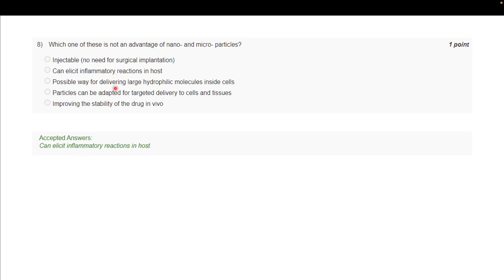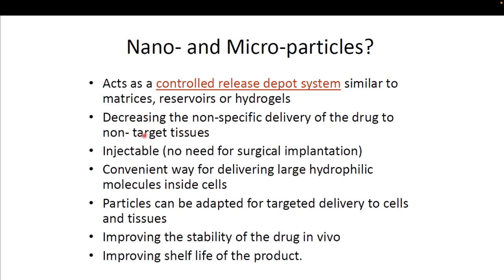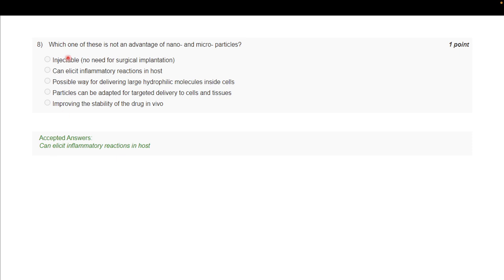So we'll look through the options one by one. First of all, nano and microparticles act as controlled release depot systems, which are similar to all the macro systems which we have discussed in previous lectures. These are injectable. There's no need for surgical implantation, which is actually an advantage of these particles. Next is, it can elicit inflammatory reactions in host, which is not what we are looking for, because if you deliver particles and they start giving inflammatory reactions, your particles will be cleared very fast from your body, and then you won't have enough time for the drug to be delivered.